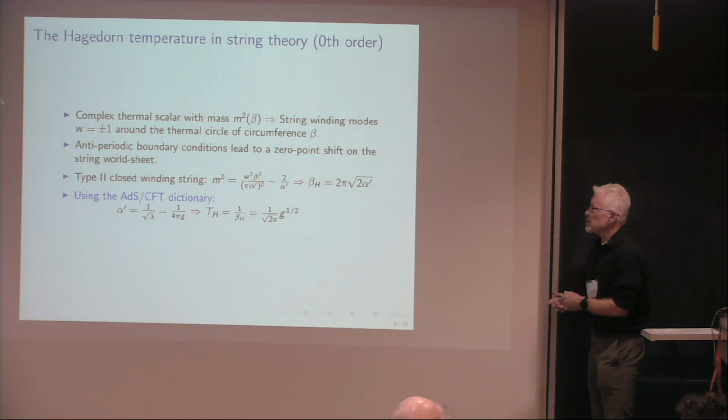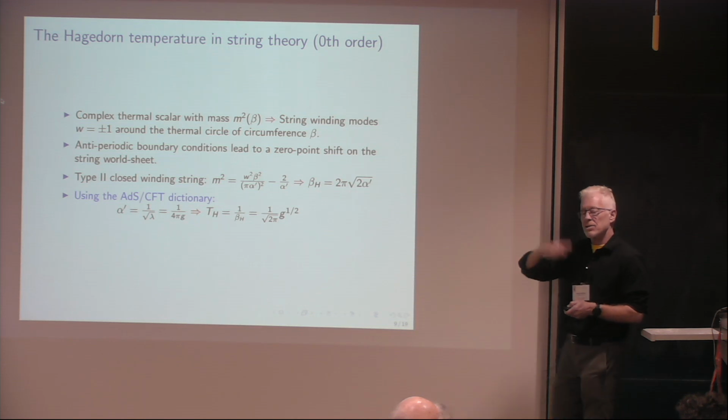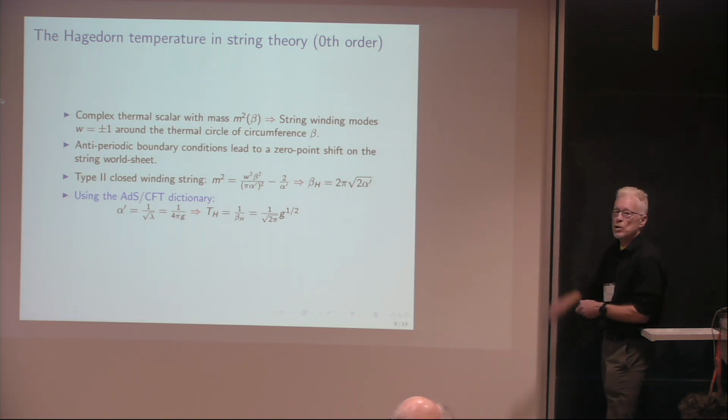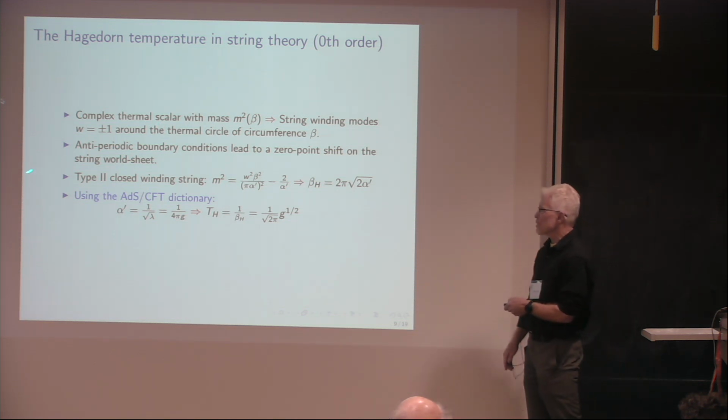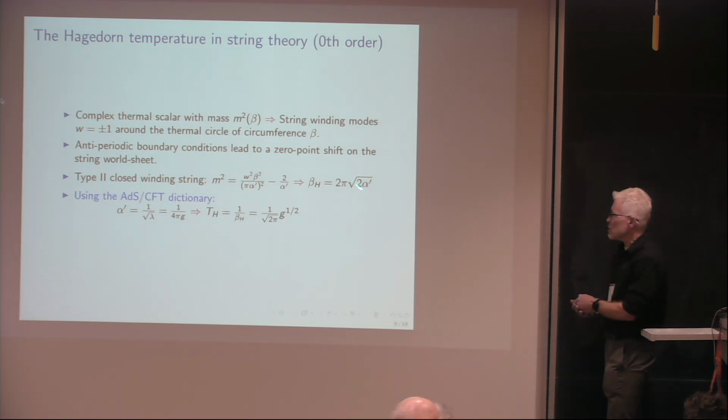So to 0th order, we're going to forget about the curvature. And it's when this thermal scalar has 0 mass that we hit the Hagedorn temperature. Then antiperiodic boundary conditions for the fermions lead to a zero-point shift on the string worldsheet. So you can just open up Polchinski and consider type II closed winding string states. You find that the mass squared looks like this, and so beta_H is equal to this.